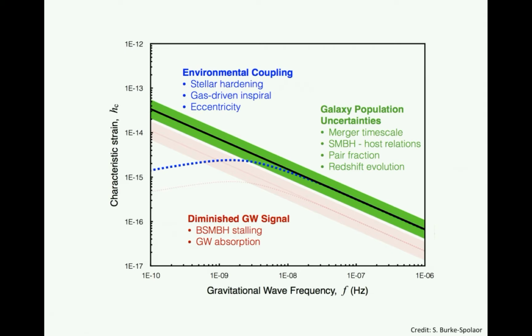Additionally, there could be an even further diminishing of the gravitational wave signal if there was any portion of the binaries that stalled, or if there was any other gravitational wave absorption mechanism, or if there was a really large offset between the masses of the supermassive black holes and the host galaxies that we are currently predicting. All of this encapsulates how we model and how we understand the source population for NANOGrav.